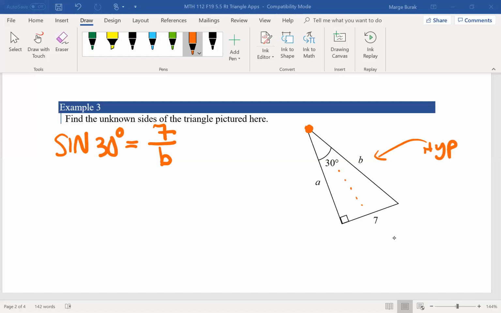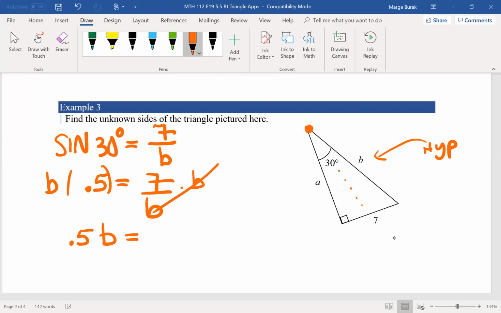Okay, so I'm going to go back to sharing what I was working on. I know that that's 0.5, so that means that 0.5 is equal to 7 divided by b. Well, if I times both sides by b, those cancel, then I times this by b, and I would have 0.5 times b equals 7. So I'm just solving this algebraically now.